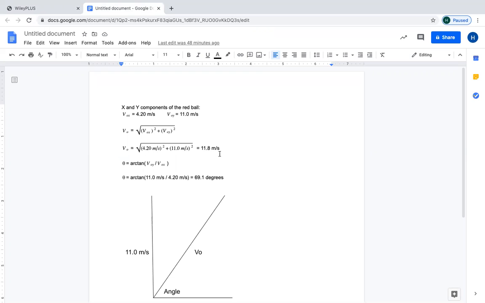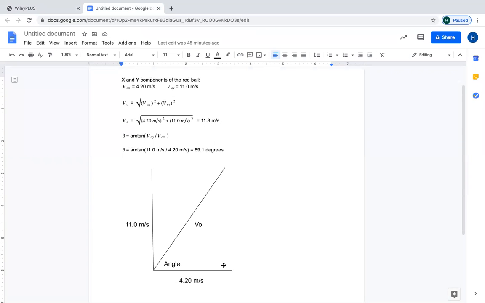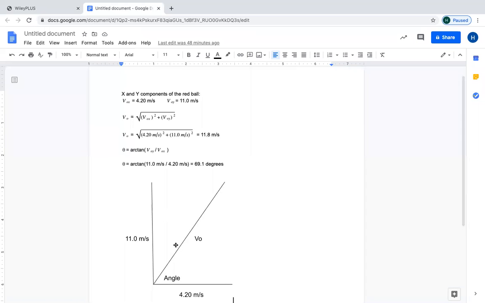And for the launch angle, as you can see with this right triangle, we're given an opposite and an adjacent. So with that, you can actually use the inverse tangent function to find the angle. So you would divide the opposite by the adjacent. So it'd be the y component divided by the x component. And that would be the inverse tangent of 11 meters per second divided by 4.2 meters per second, which would be 69.1 degrees. And that would be the launch angle.